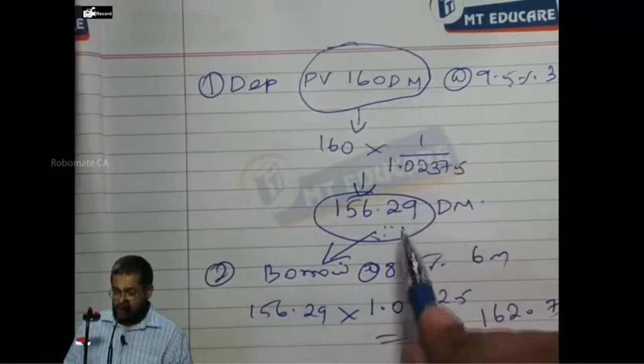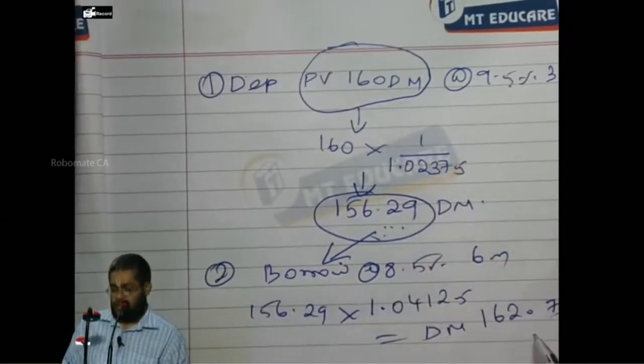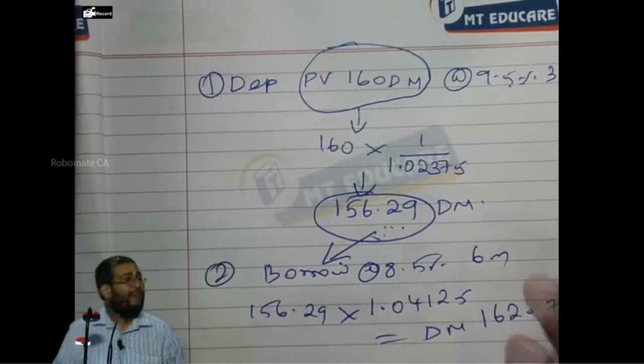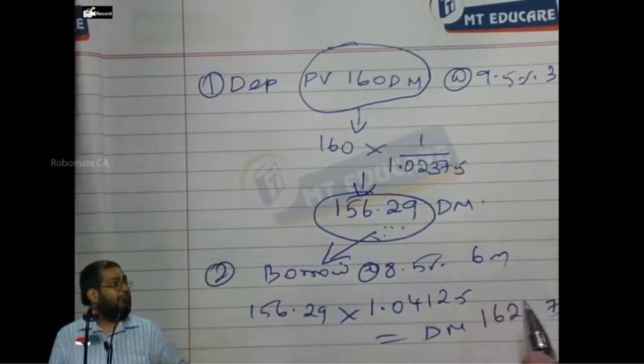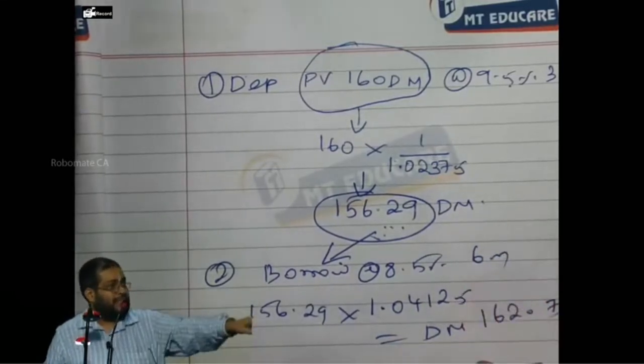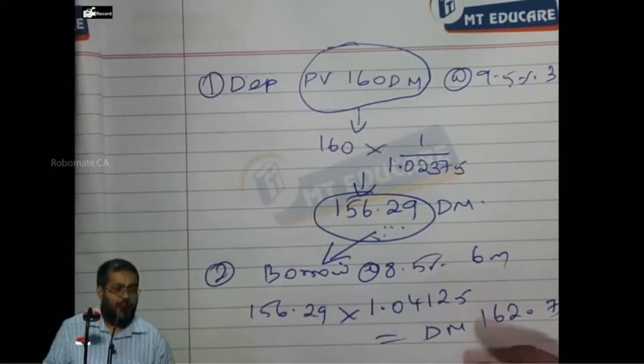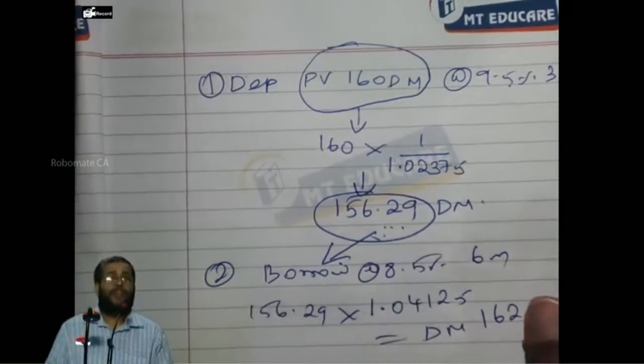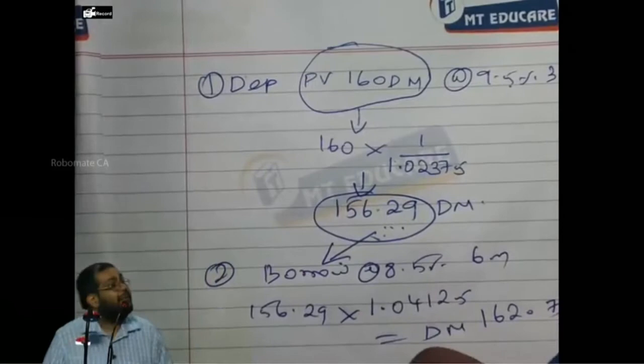This borrowing of 156.29 becomes how much? 162.74, after how many months? 6 months. How to repay this 162.74? 160 I am receiving from the customer. Yes or no? Use that, and 2.74 alone I have to purchase and pay. Right or not?